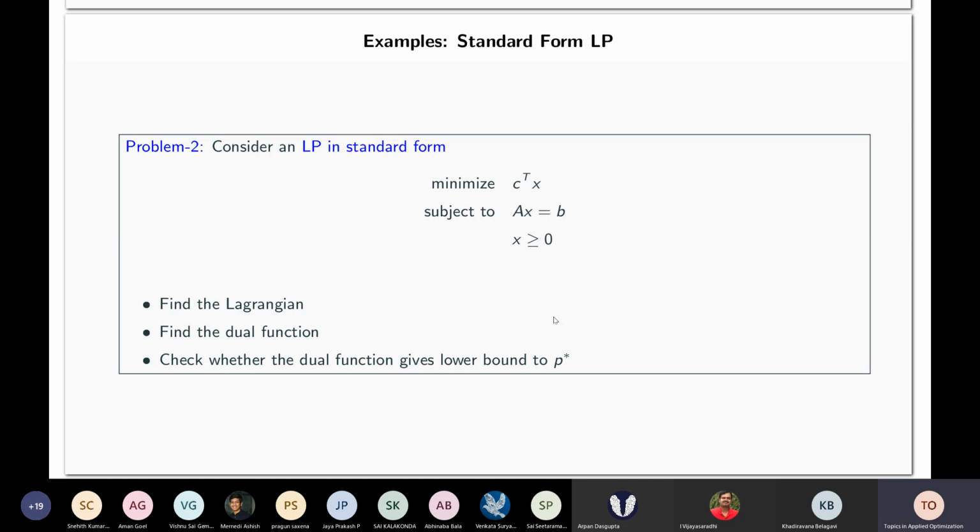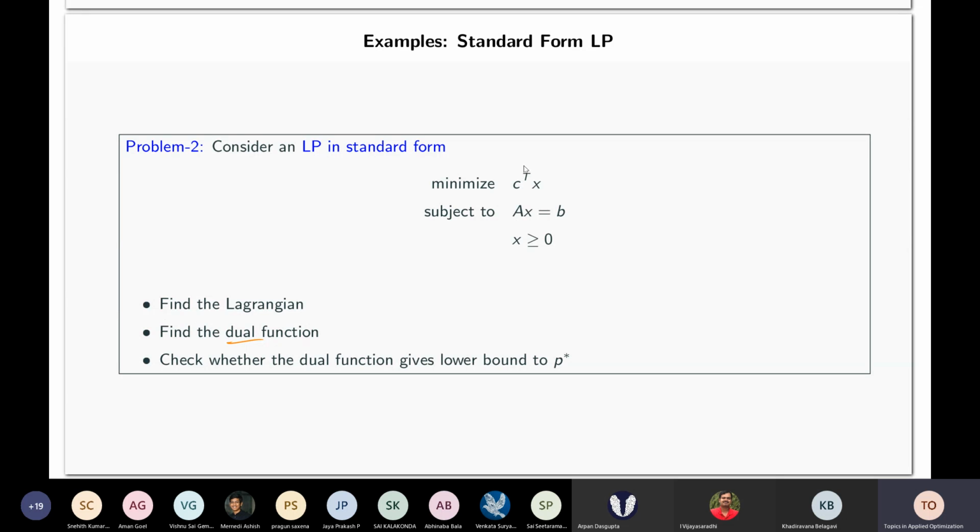Okay, so this is the linear LP, the linear programming problem, and so what is the Lagrangian in this case? We have an equality constraint and an inequality constraint, so we can form the Lagrangian. What is the dual function for this? And check whether the dual function gives the lower bound to P star. Okay. So let us now try to find the Lagrangian for this.